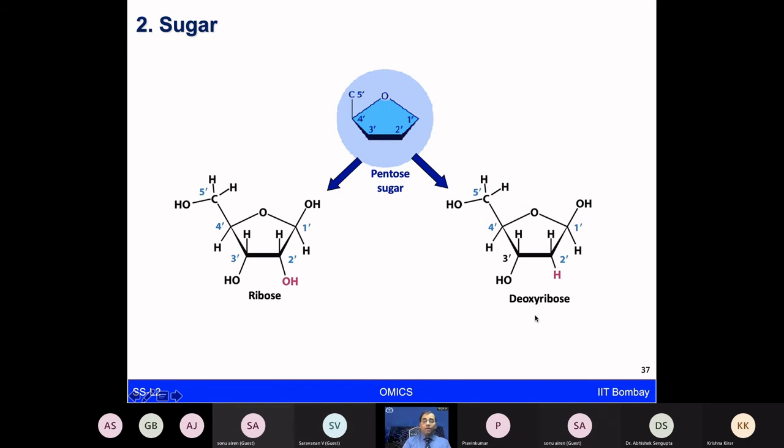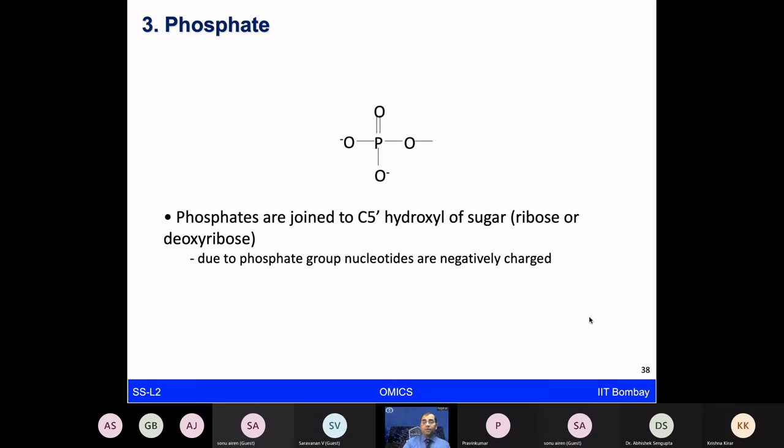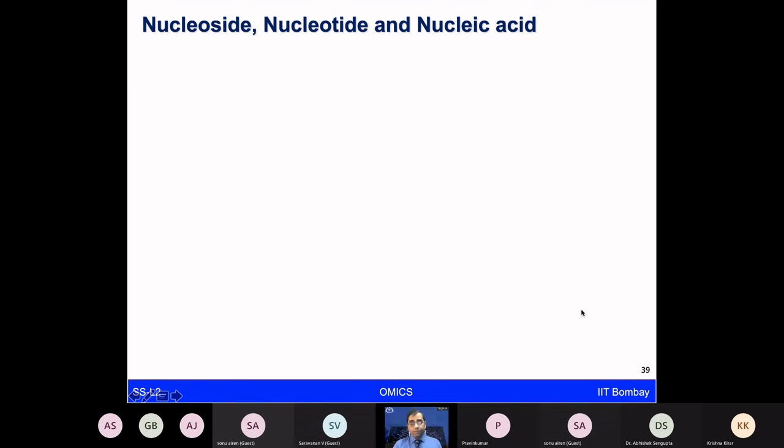As I said already, there are two different types of sugar. The backbone remains the same. In ribose sugar you have a hydroxyl group on the 2' carbon, and in deoxyribose you have only hydrogen on the 2'. These are the key changes which bring a lot of functional difference at the DNA and RNA level. And then of course we have the phosphate, which joins one sugar to the next, whether ribose or deoxyribose.